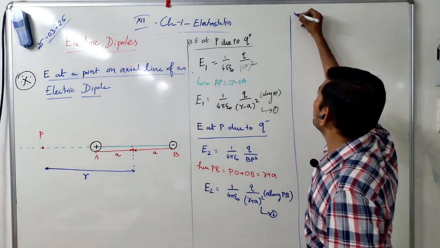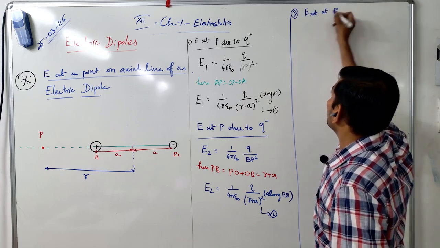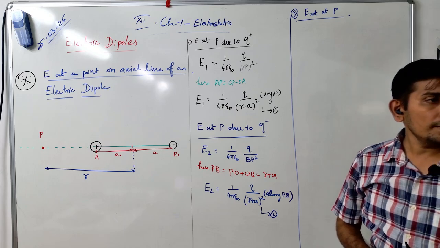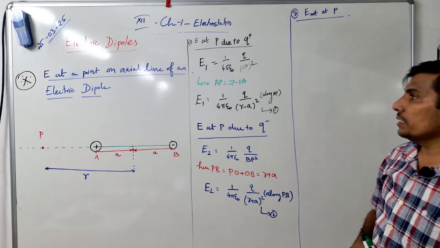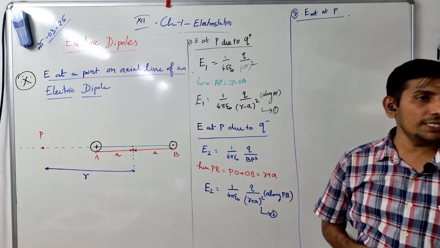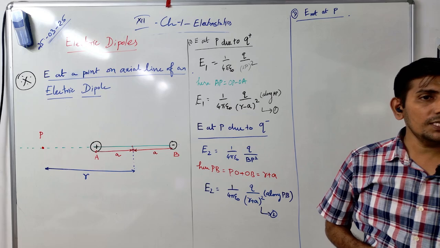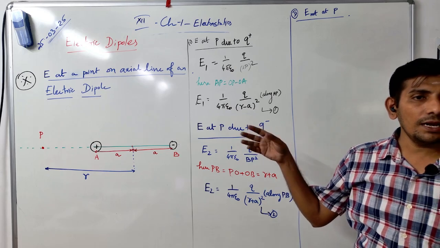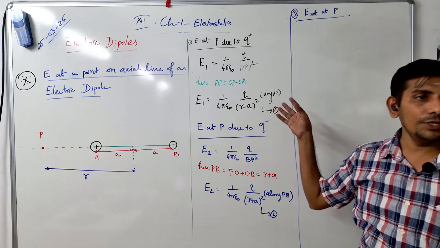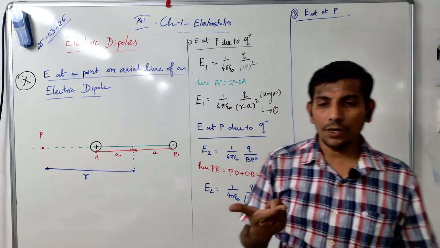In the second stage, I am going to calculate the net value, E net at P. Though I am trying to calculate the electric fields, these two electric fields are traveling along the same line but opposite to each other. What do you call this kind of electric fields, or any two vectors which are acting along the same line opposite to each other? We have a specific name for that pair. What do we call it?